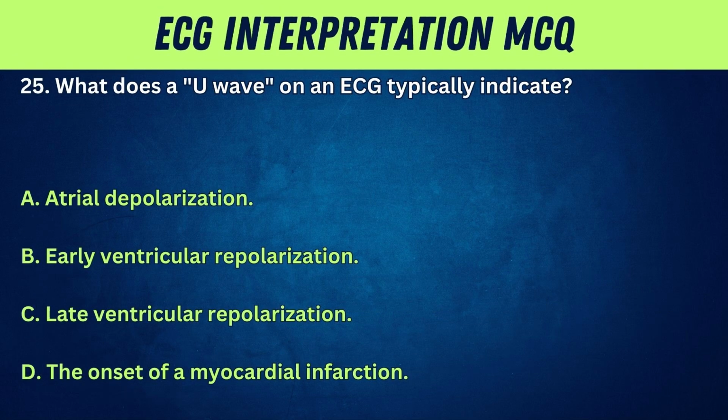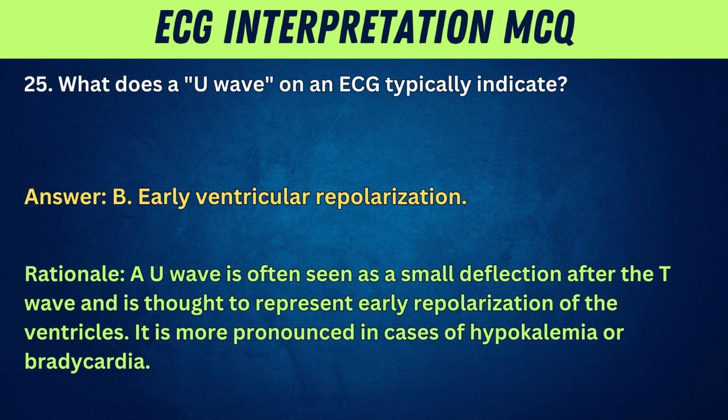25. What does a U wave on an ECG typically indicate? A. Atrial depolarization. B. Early ventricular repolarization. C. Late ventricular repolarization. D. The onset of a myocardial infarction. Answer: B. Early ventricular repolarization.